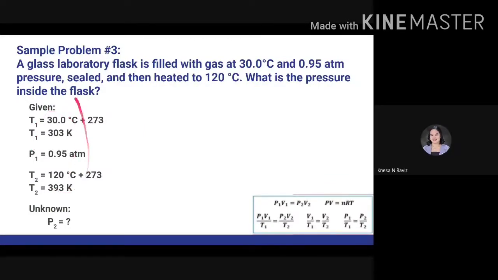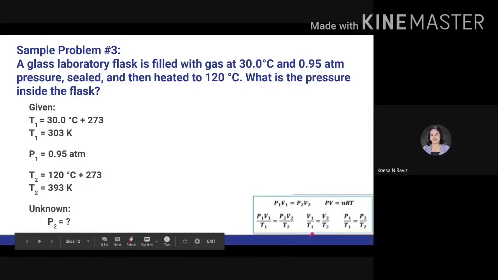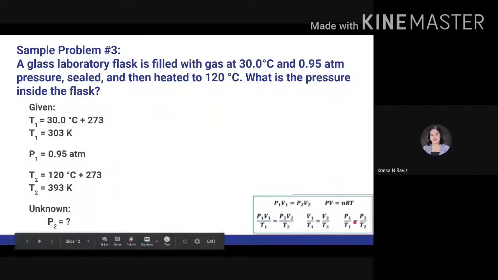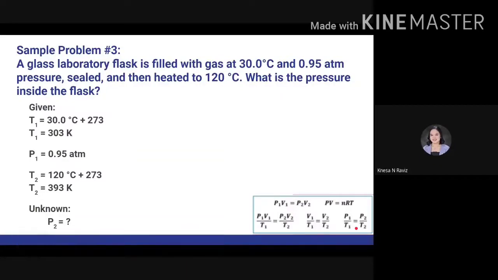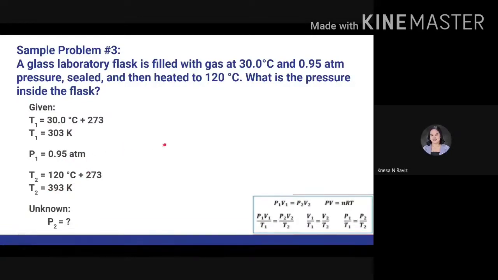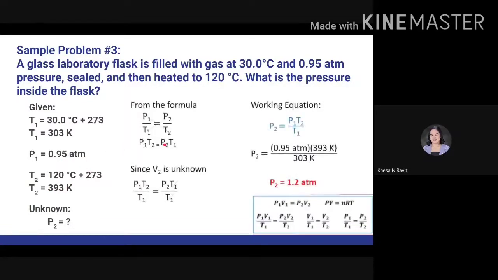Notice that in the given, we have values for temperature and pressure. So looking at the equations here, what can we use? Yes, we can use this one because it involves pressure and temperature. This is actually Gay-Lussac's law, which tells us that pressure and temperature are directly proportional to each other. So here we could see an increase in temperature, so we are also expecting an increase in pressure. Let us take a look at the solution.